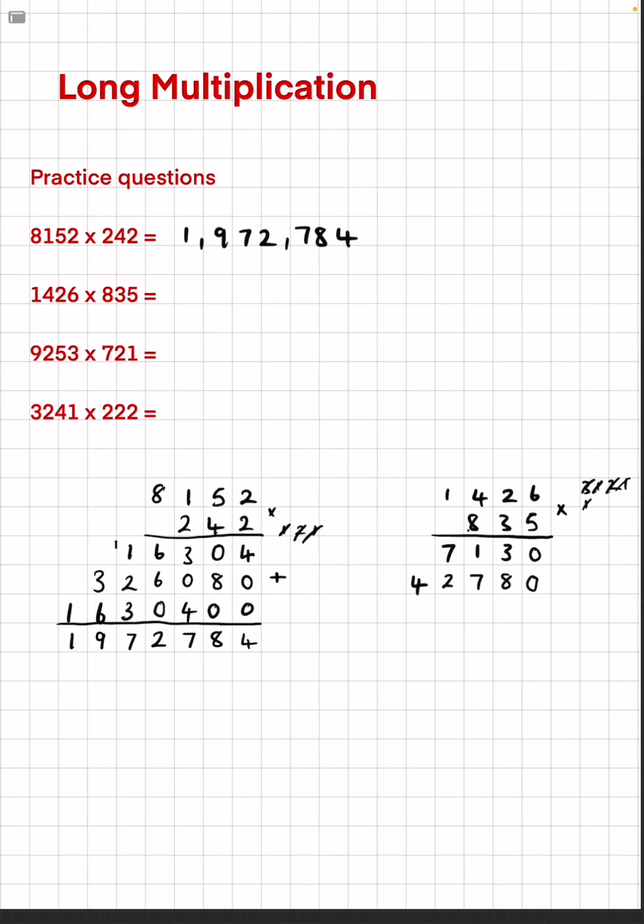Instead of doing 800 multiplied by 6, we're going to put the 2 zeros here and do 8 times 6, which is 48. Put the 8 down, carry the 4. 8 times 2 is 16. Add 4 is 20. We put the 0 down and carry the 2. 8 times 4 is 32. Add 2 is 34. We're going to put the 4 down and carry the 3. 8 times 1 is 8. Add 3 is 11.